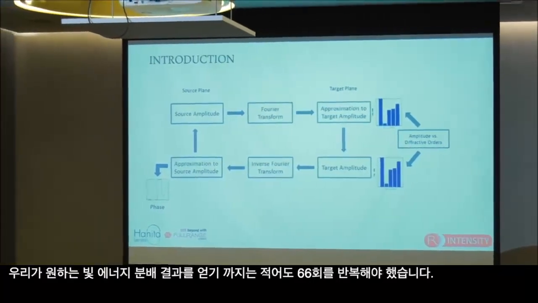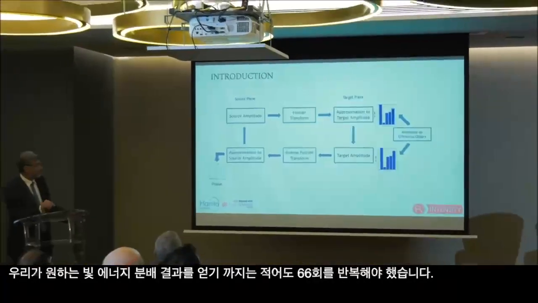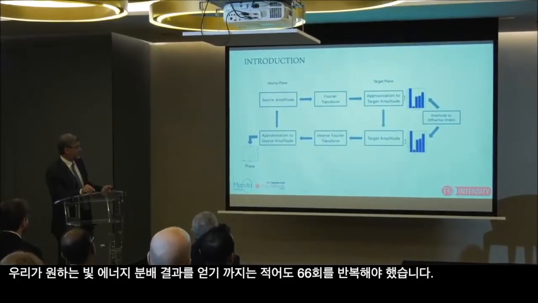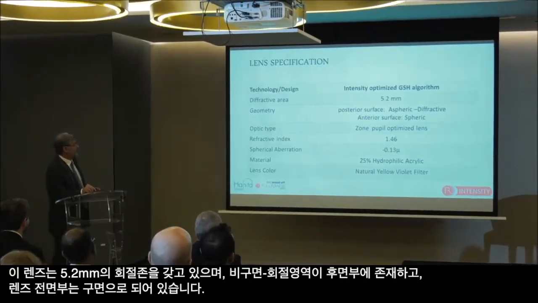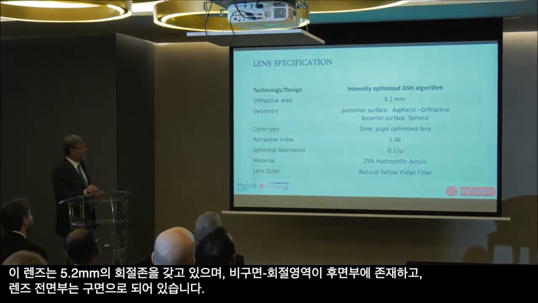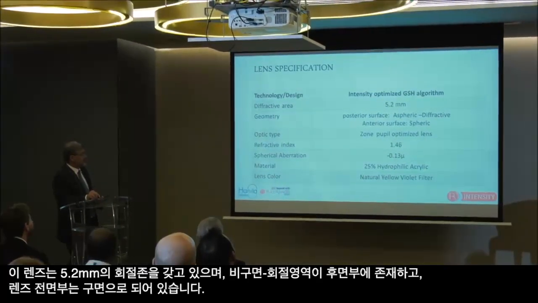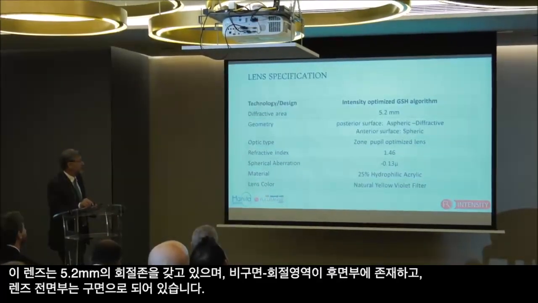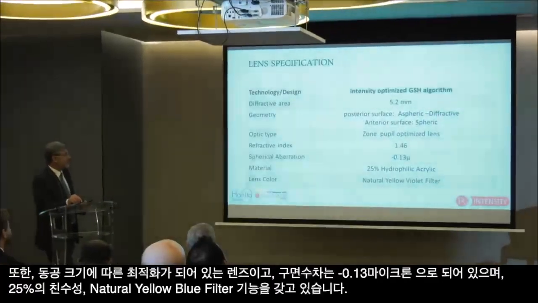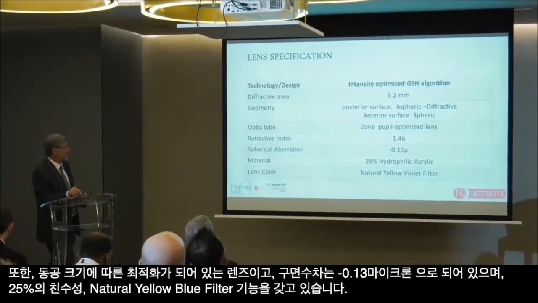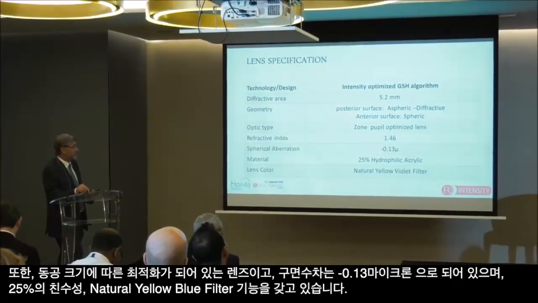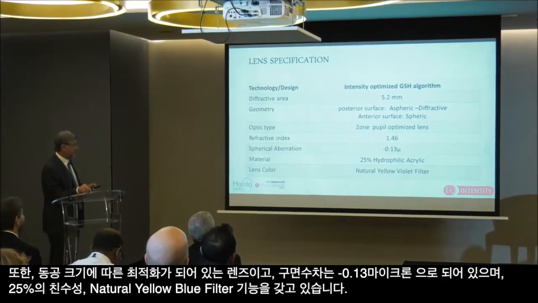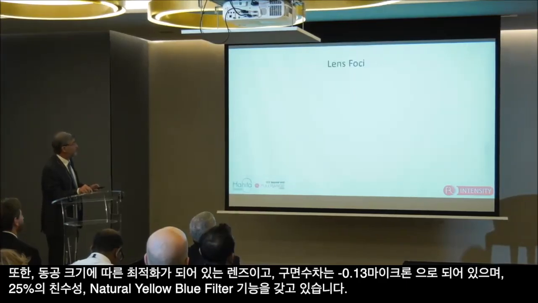For this specific lens, it required 66 rounds altogether until they received exactly the light distribution they desired. This lens has a large diffractive area of 5.2 millimeters. The aspheric diffractive is on the posterior surface, and the anterior surface is spheric. It is a pupil optimized lens, with a spherical aberration of minus 0.13 micron, a 25% hydrophilic lens. It also has a natural yellow blue blocker.